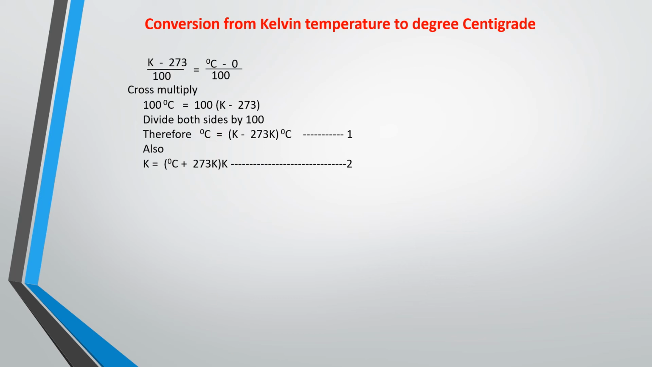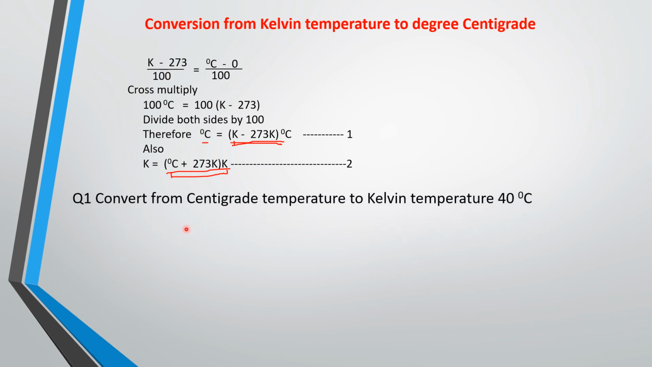For you to convert from Kelvin to centigrade, this is the equation that you will apply. Then from centigrade to Kelvin, this is the equation that you apply. Okay, so we're going to solve a problem now, just to drive on these points immediately. So this question says convert from centigrade temperature to Kelvin temperature, 40 degrees centigrade.